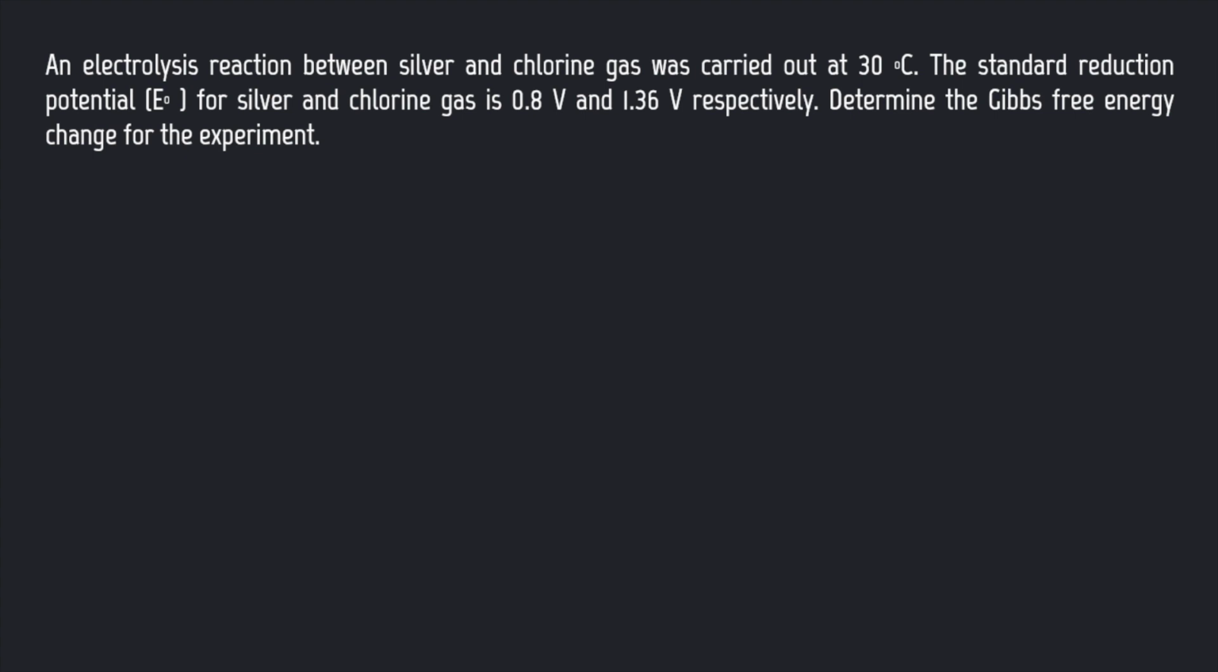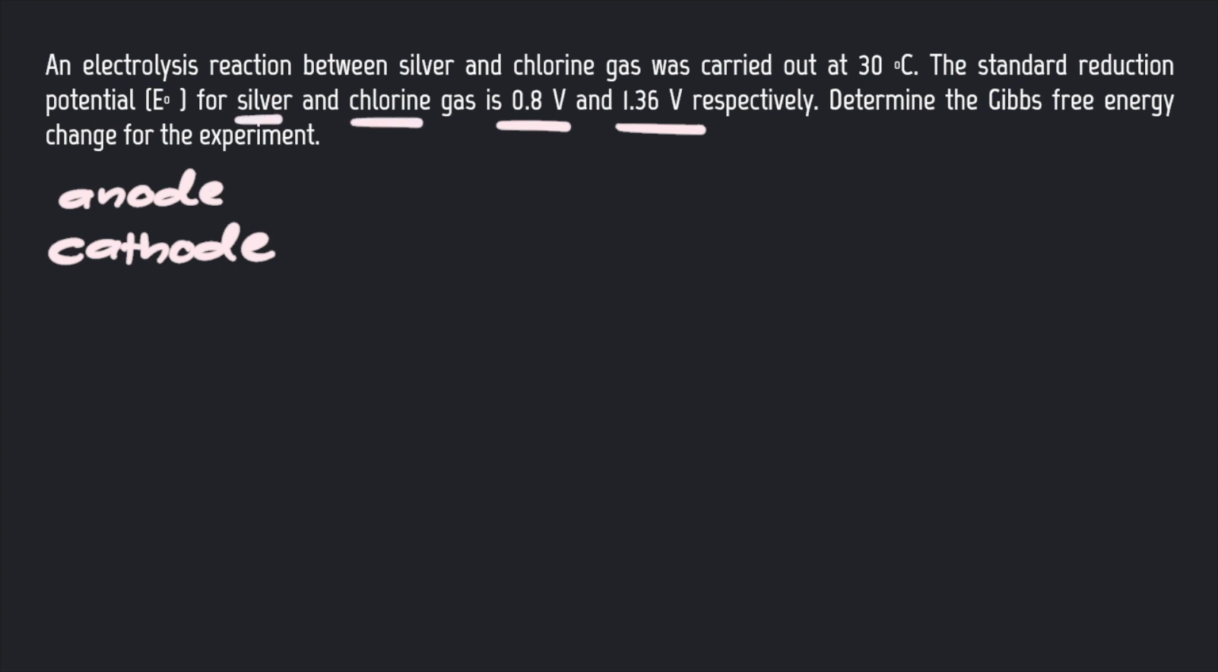Right, so the first thing that we need to do is write the half reaction for anode, cathode, and also the overall reaction. So for anode, and for cathode. Given here is 0.8 and 1.36. Remember, the one that is more positive will do the reduction, so reduction occurs at cathode. We have silver and chlorine, and apparently chlorine is more positive. Therefore, chlorine should do reduction, which will be at the cathode.